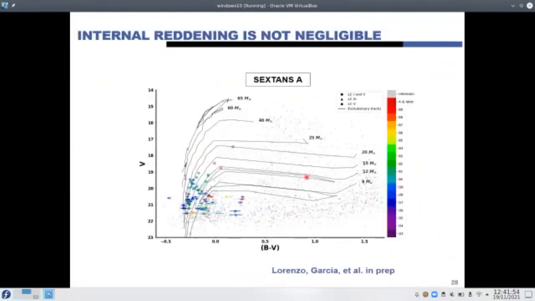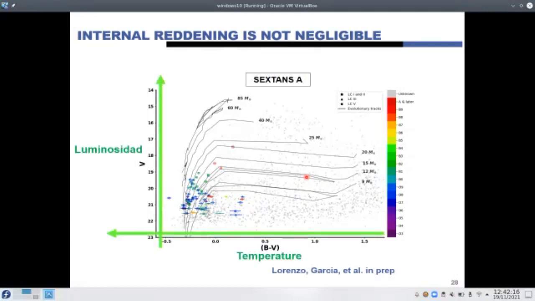The other result I wanted to highlight is that we have found that internal reddening is significant within these galaxies. This is a color magnitude diagram. This is what we have when we do not know the stellar parameters of the stars and we cannot build the Hertzsprung-Russell diagram, but this is equivalent. In this diagram, temperature increases to the left and luminosity increases upwards. But since this is from photometry, we are basically representing what we see. There is no correction of what happens between us and the star.